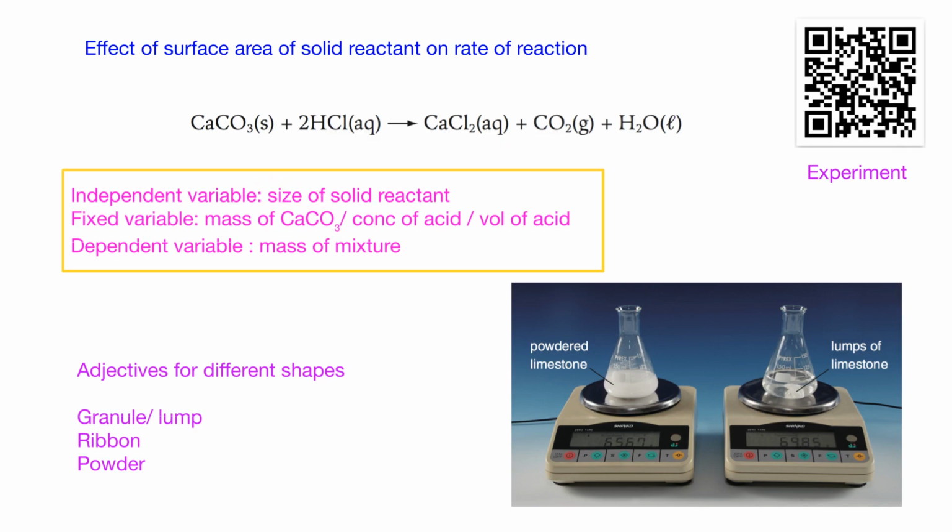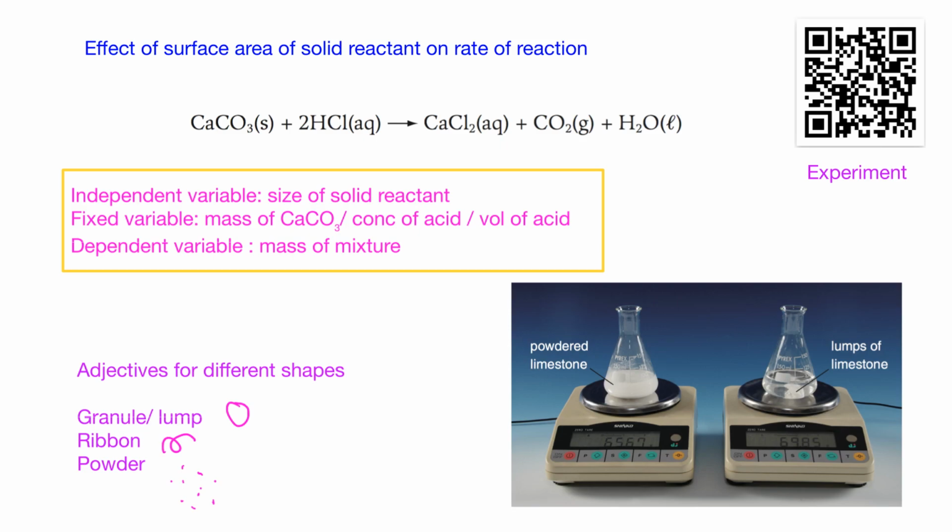For the size of solid reactant, normally you will see some adjectives to describe different shapes of these reactants. Sometimes we'll use granule, sometimes lump, and sometimes ribbon, and most commonly you'll see powder. Powder should be the one with the largest surface area, the tiniest, among these different kinds of shapes. So the independent variable will be the size of the solid reactants.